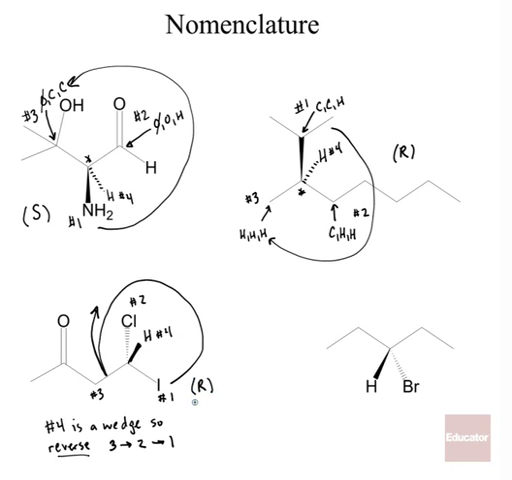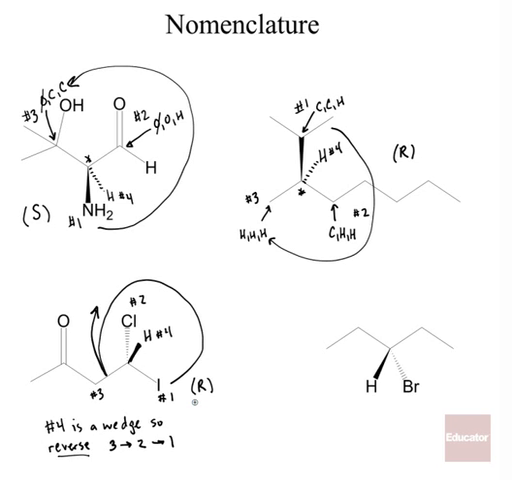So if your lowest priority group is a wedge instead of a dash, it's really just as simple to do it. We just have to remember that the correct orientation, the correct point of view, is one which has the lowest priority group pointing away. So that's when we're going to reverse it. Okay, and how about this last group?